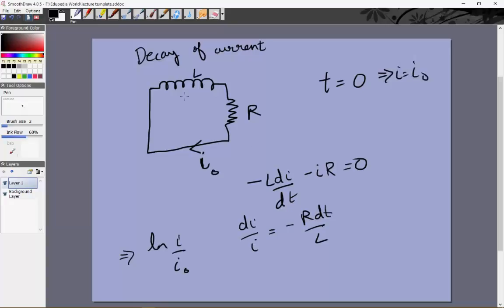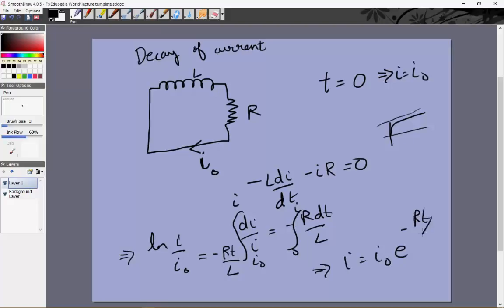That's what we'll assume. So this is decay of current, where current constantly decreases. Earlier it was the growth of current, where current grew like this and eventually reached the value E by R. Right. So ln I by I naught is equal to minus Rt by L. The limits in this integration, if you're wondering, are I naught to I and 0 to t, which gives me I is equal to I naught e to the power minus Rt by L. Right. So this is basically decay of current, where current will flow like this. Initially it will have a value of I naught, it will keep decreasing, and at t is equal to infinity, the value will be 0.